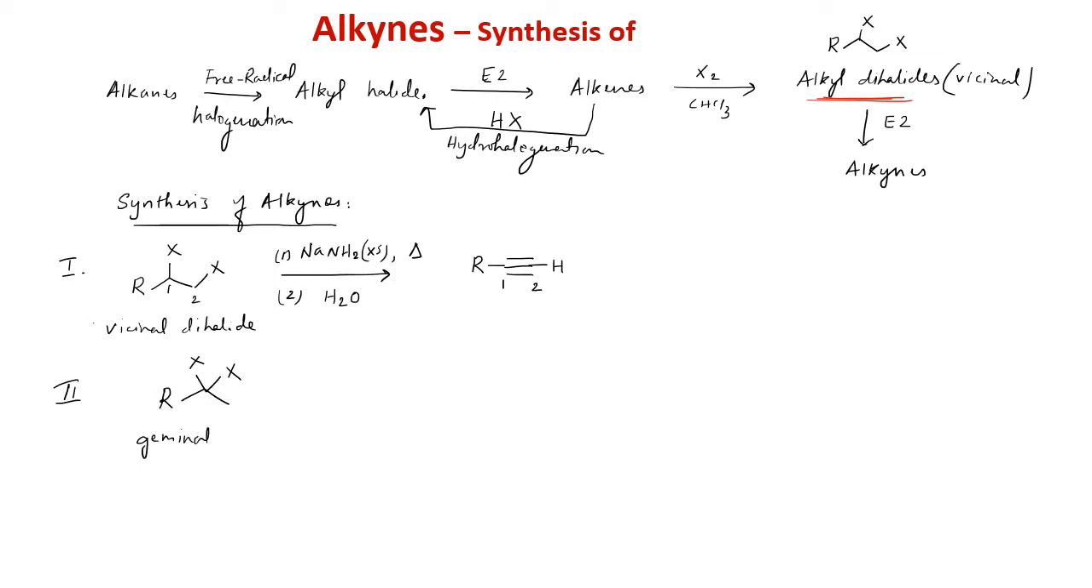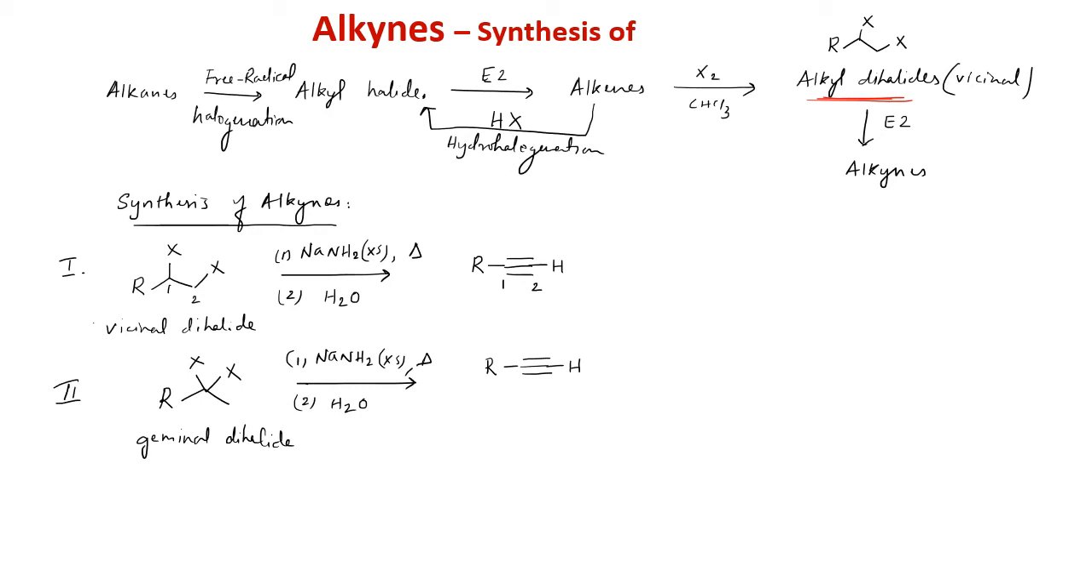Okay, this is a geminal dihalide. Even a geminal dihalide can be reacted with a strong base under forcing conditions to give you an alkyne product. Okay, again you quench with water here. So you can make the alkyne from a geminal dihalide also.